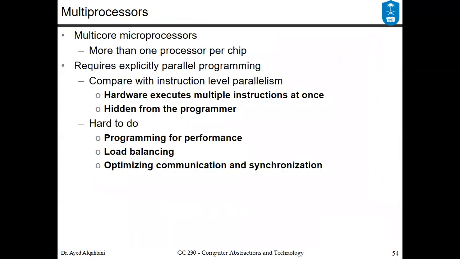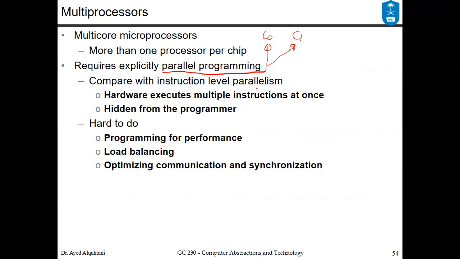So this is why we move to multiprocessors. You have multi-core microprocessors, more than one processor per chip. It requires explicitly parallel programming, and that's why it's trending, because you want any program to be written in a parallel form where you can distribute it nicely in different cores. If you have core 0 and core 1, only 2 cores, you should write the program so you can run it in both cores at the same time.